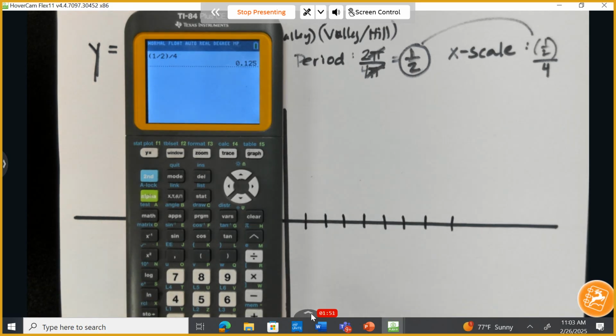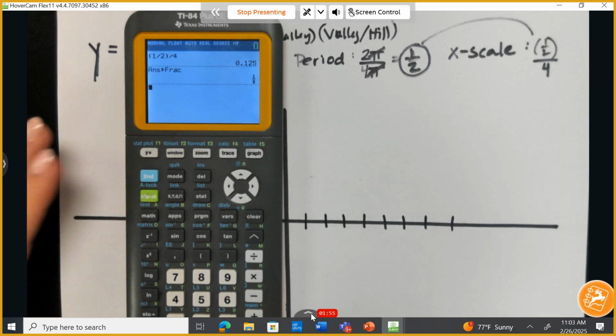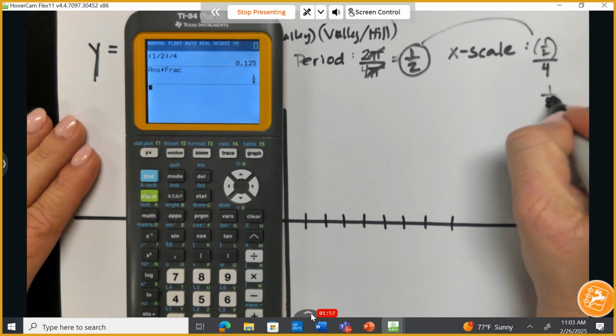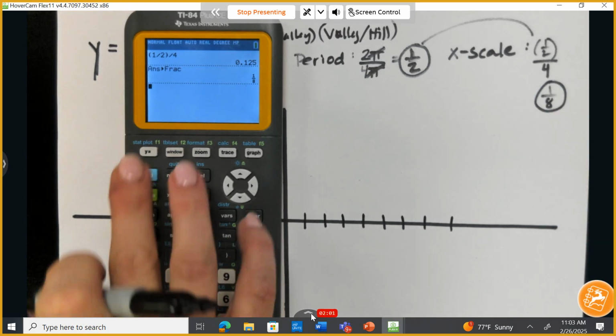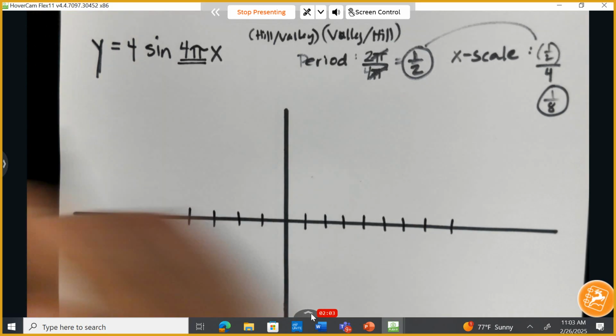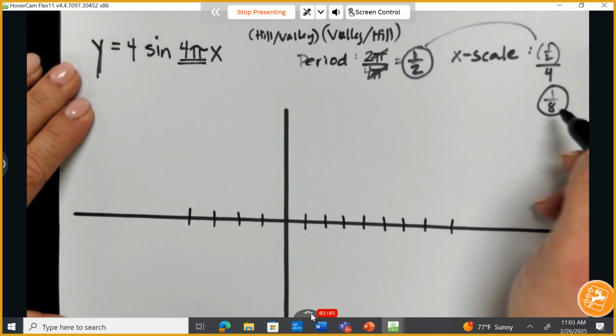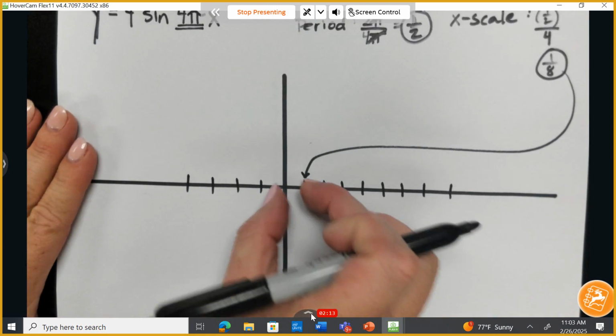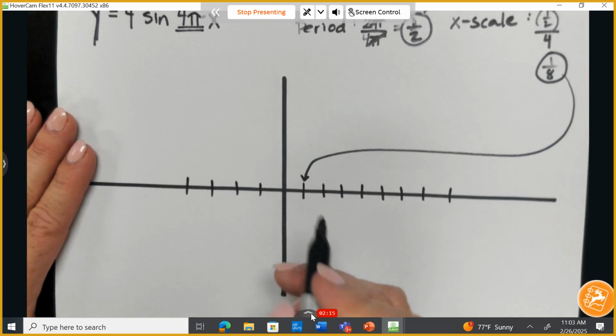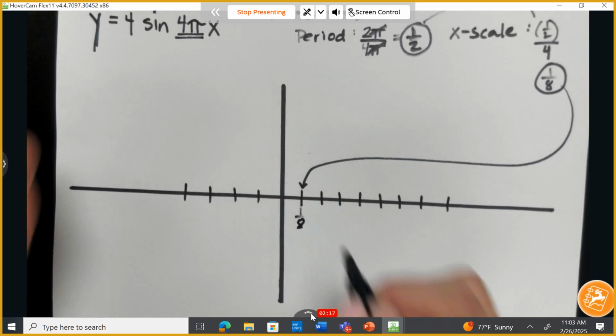Okay. And we get this, but what do I do now? I don't like this decimal. I turn it back into a fraction. So 1/8. Okay, so if you're not very confident, I would draw a little picture. Take this and draw a picture to that very first hash mark. Your x scale is the distance between each one of these hashes. So 1/8 is the first one.